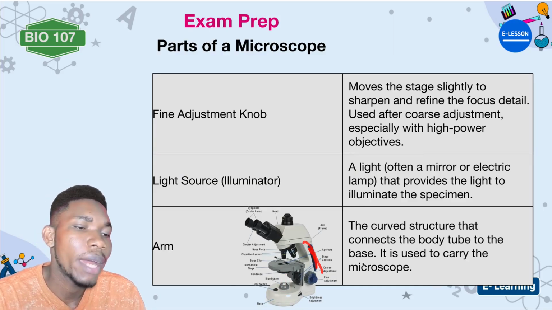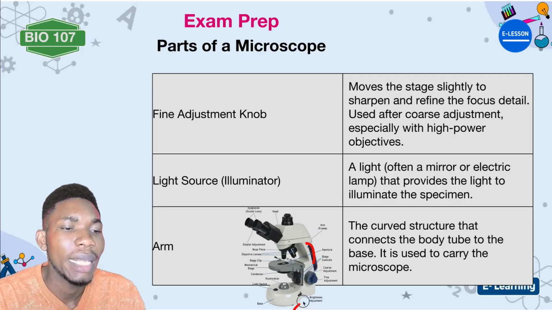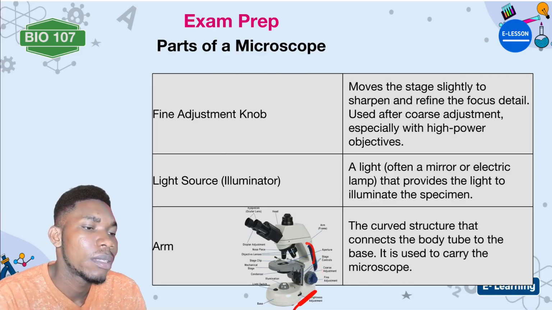Now, the arm is the curve, this is where it is held. It is used to carry the microscope. You hold it with one arm and then carry it under. All right, so that is that.